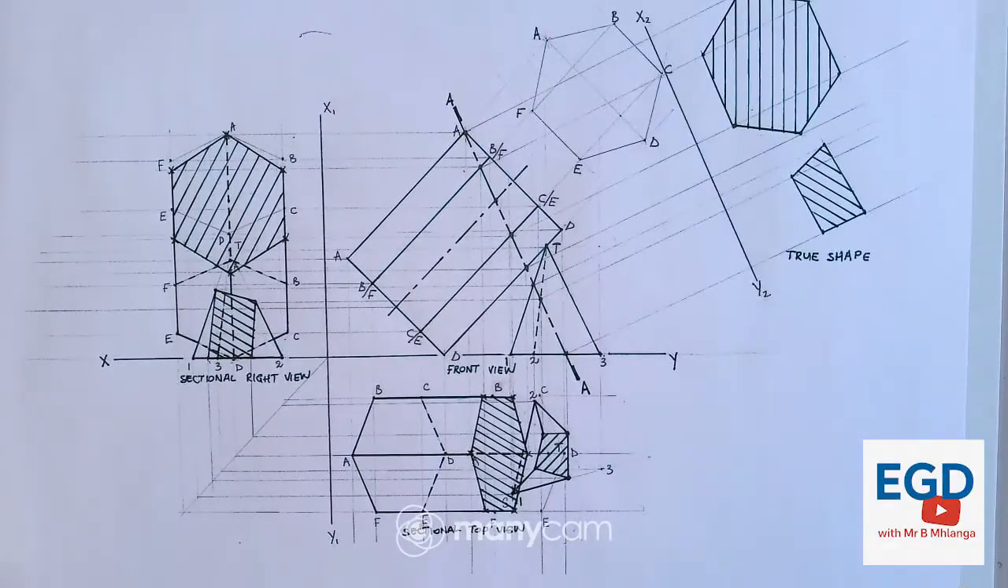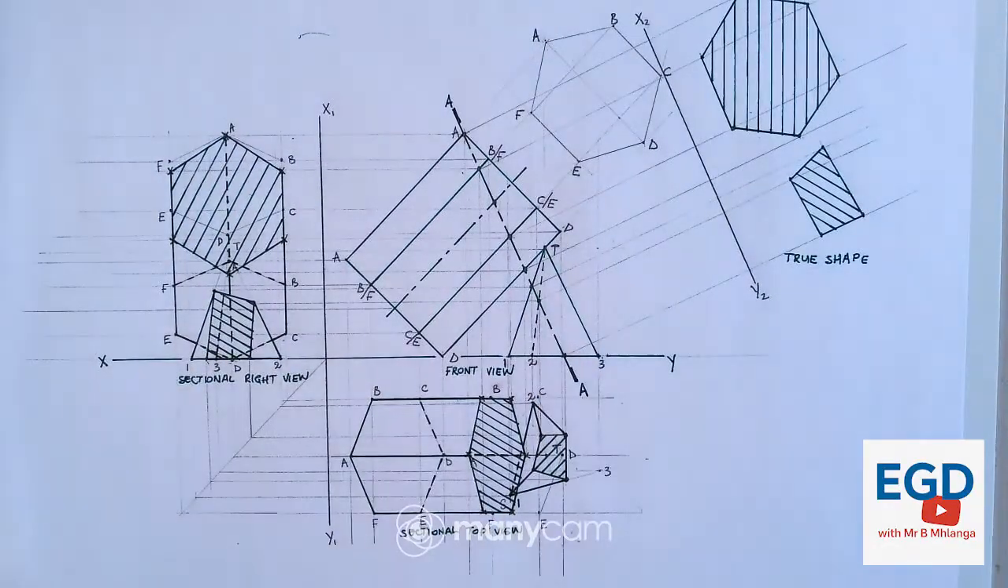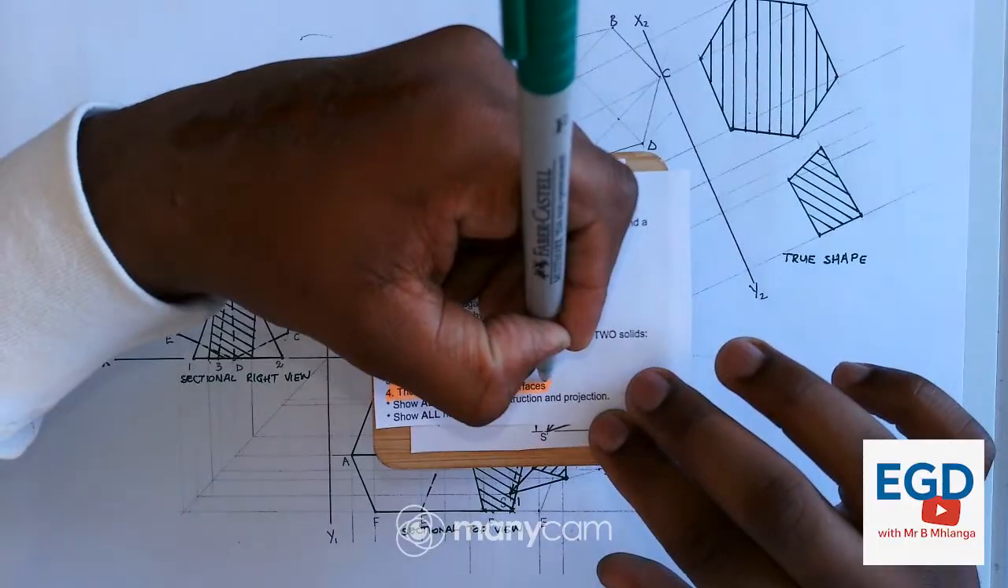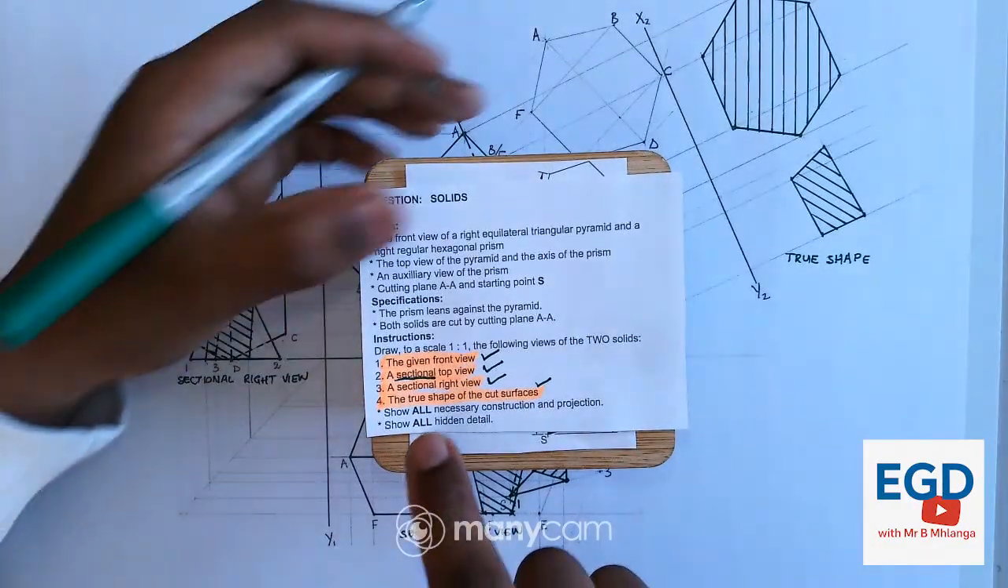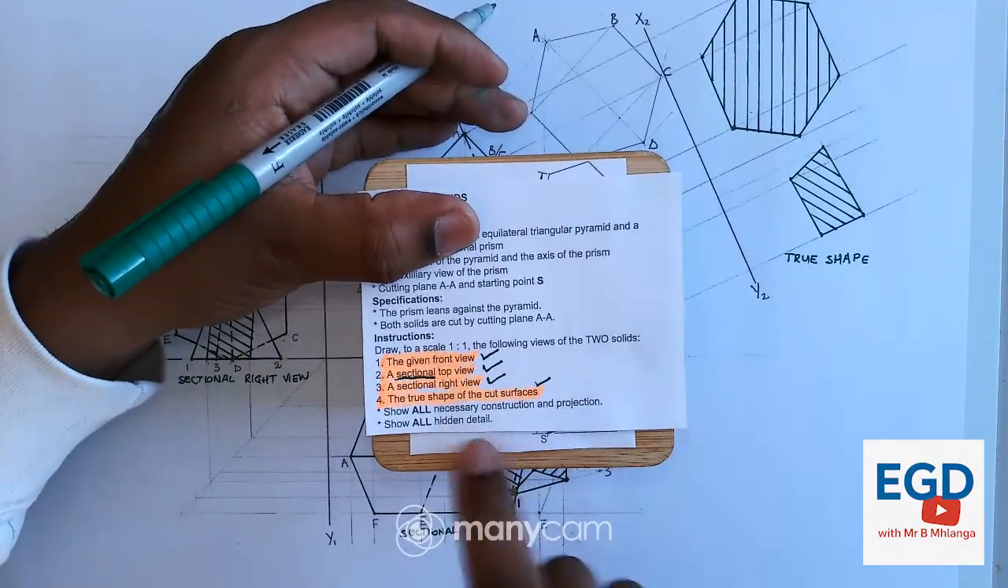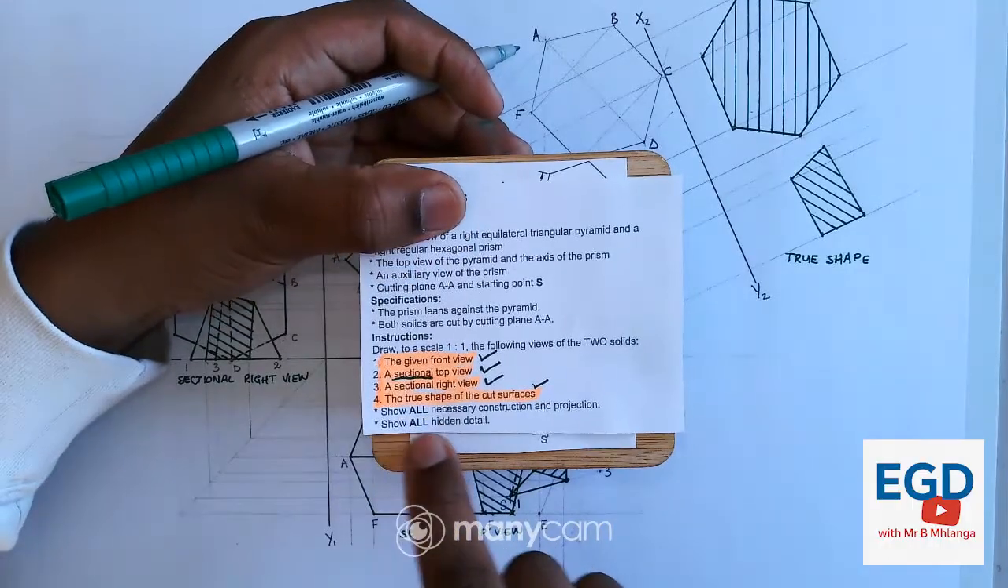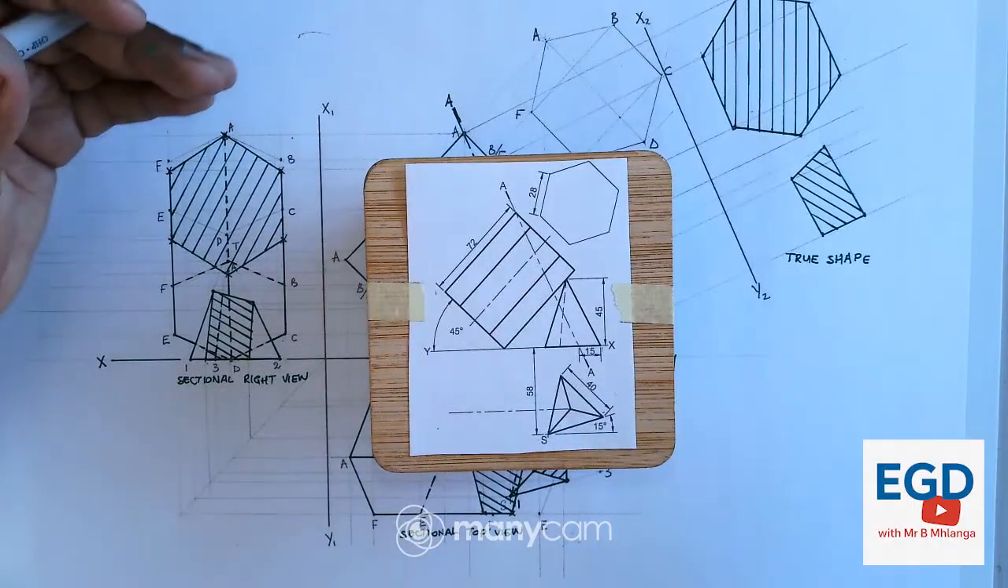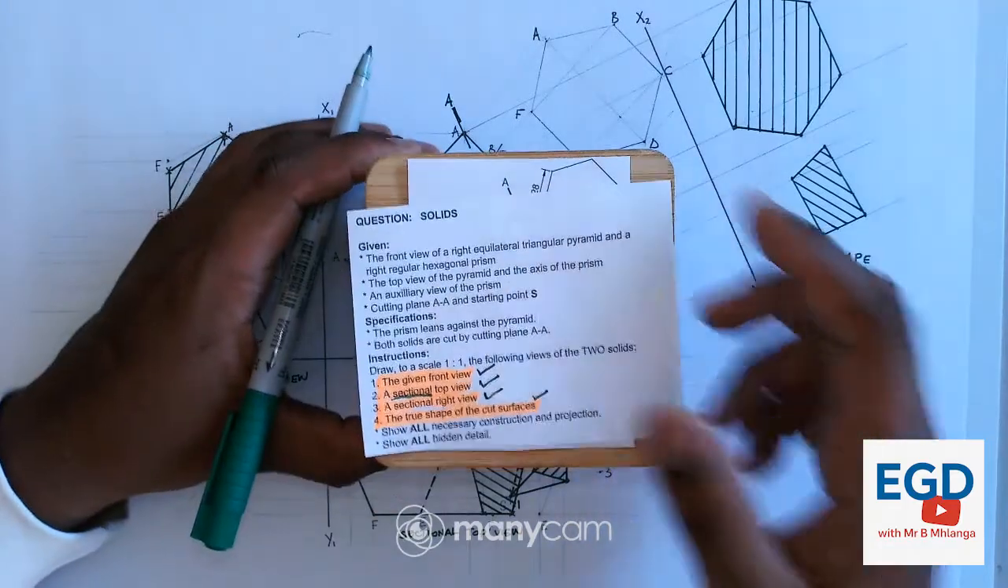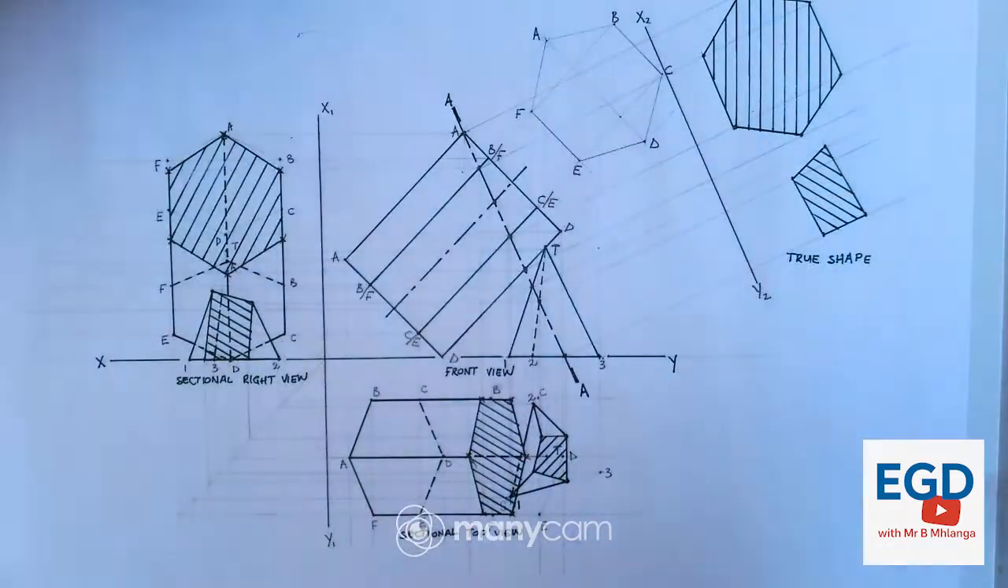So I have all the views, so I can just mark that off, the true shape of the cut surfaces. All constructions, projection as added, show all hidden details, I added all that. So this is the complete drawing for this question.